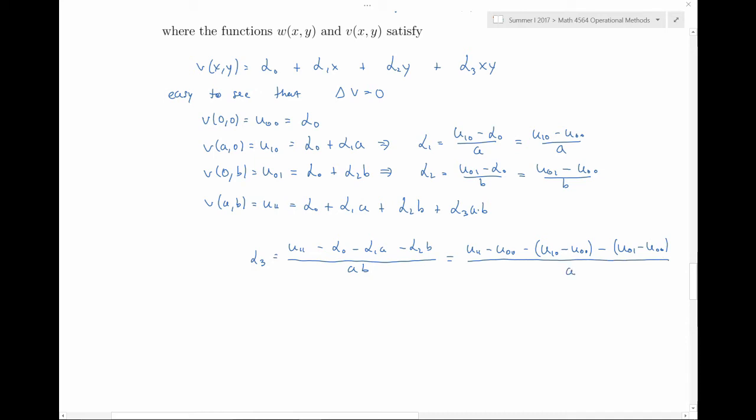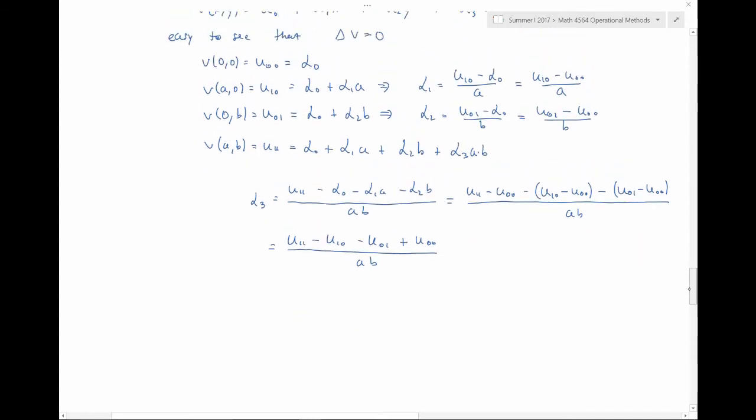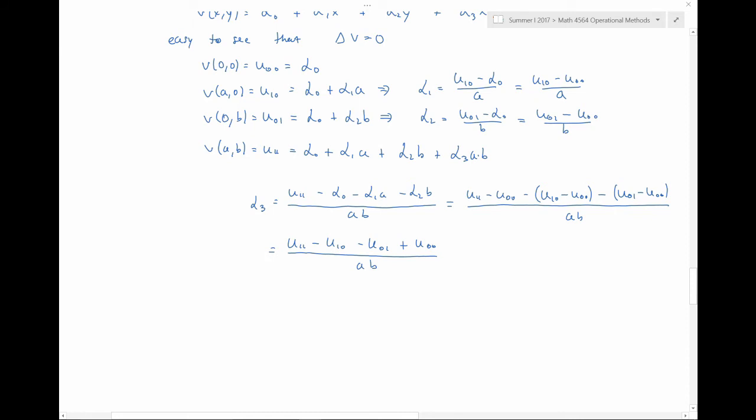Everything divided by ab. Simplifying, I get u1, 1 minus u1, 0 minus u 0, 1 plus u 0, 0 divided by ab. So once I find these coefficients alpha 1, alpha 2, alpha 3, and alpha naught, then I will be able to formulate the problem for w.